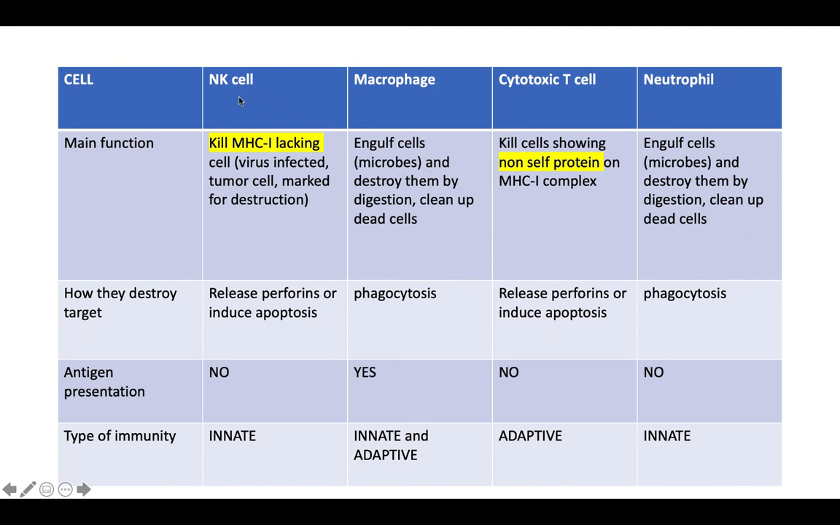Is there antigen presentation here? No. Is there antigen presentation here? Yes. Here? No, there isn't. Type of immunity: NK cell is innate. Macrophage, as we said, innate and adaptive. Cytotoxicity is adaptive, and this one is innate.